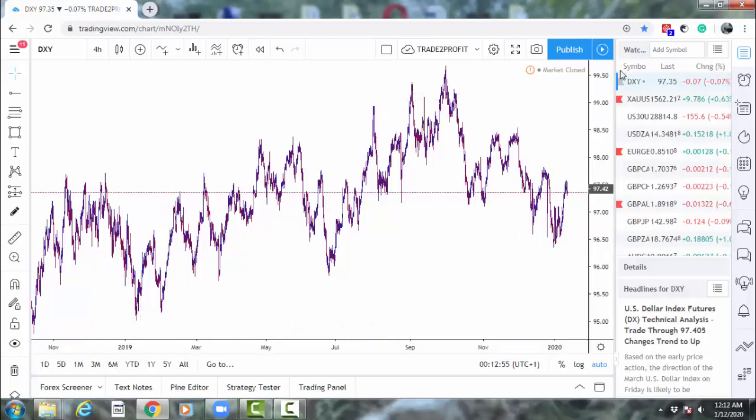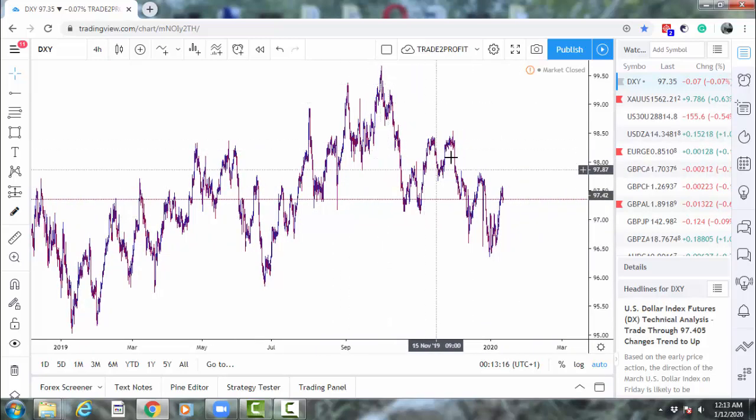Today we're going to be taking a look at analysis of some currency pairs, and on my list is the dollar index, gold, US30, USDZAR and EURGBP. So we're going to be looking at what the market has for the week for us as far as these currencies are concerned. For the dollar index, we could see that price has been on a continuous downtrend.